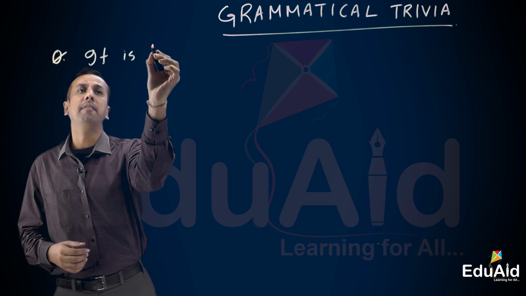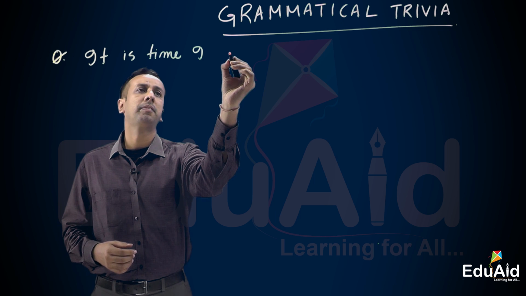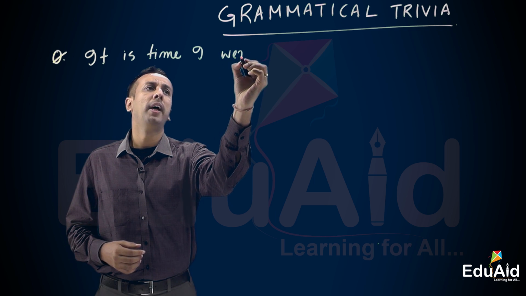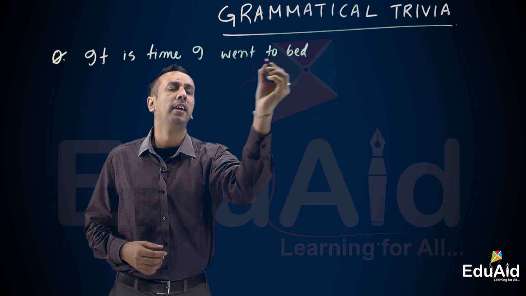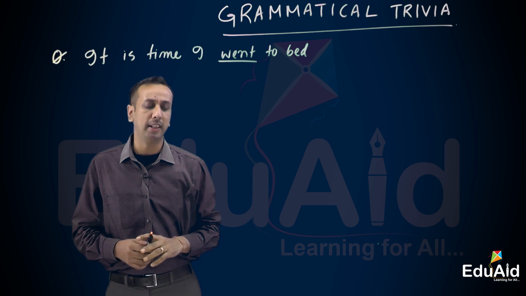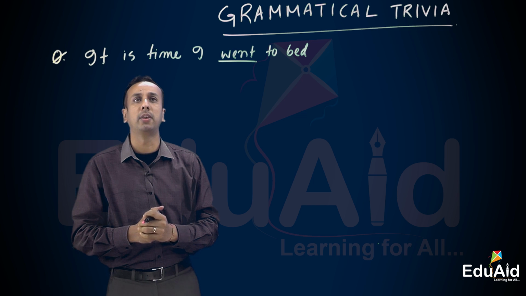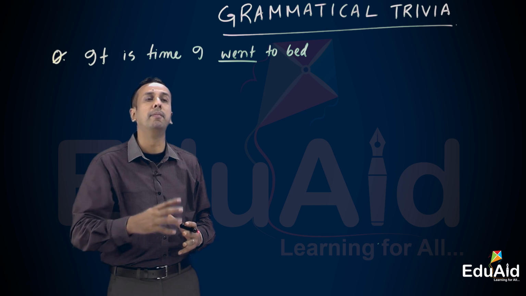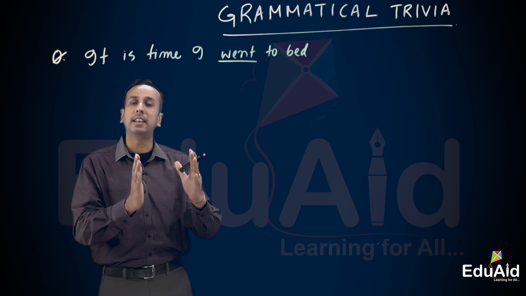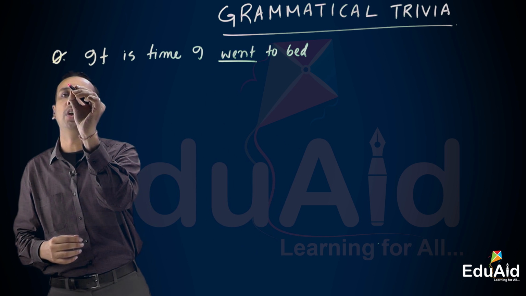Let's take a question, for example. It is time I went to bed. Say what I have done is that I have underlined "went". In the sentence improvement part, you are asked to improve that particular sentence. Is there something wrong with "went"? Some options follow now.